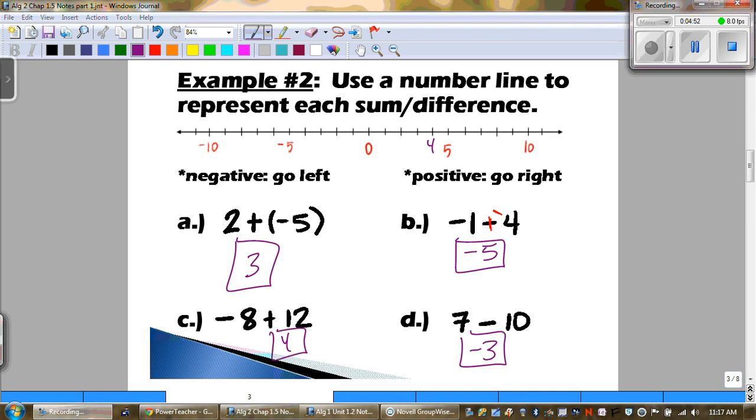Did you get -3? Well, remember, if we're doing add the opposite, we're moving to the left. So you start at 7, and 1, 2, 3, 4, 5, 6, 7, 8, 9, 10. And then you're at -3. If you guys have trouble with adding the integers, this is a great way to help you out.